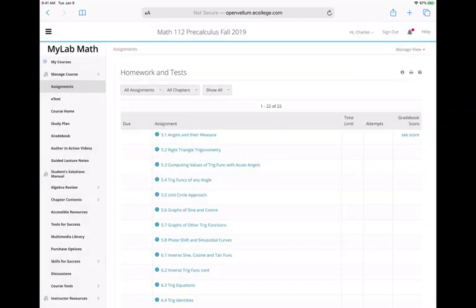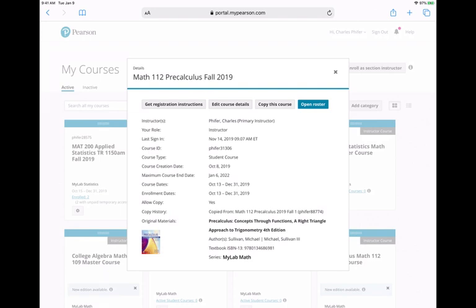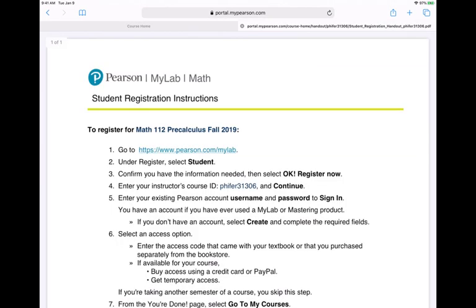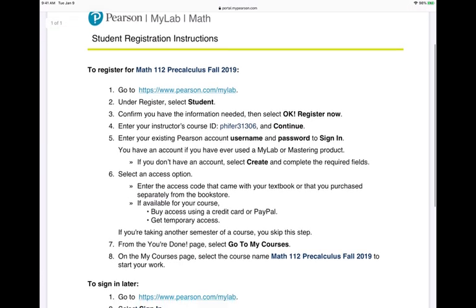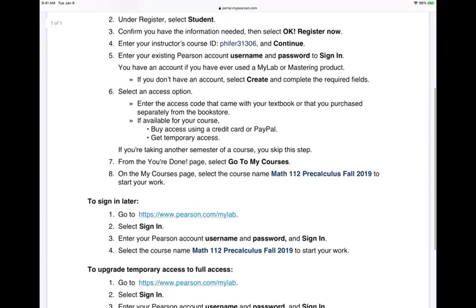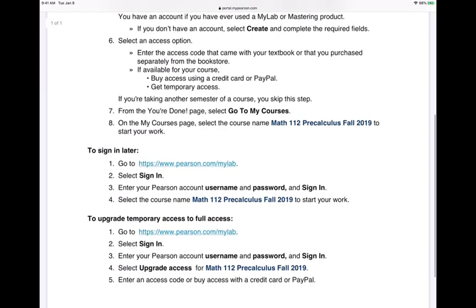So how do we register for Pearson? We have this handout on how to register. While I was getting set up, I had the in-house students go through this document and register for Pearson. We'll follow these instructions, and there's going to be a point where you're prompted for an access code or for payment. We have a way to keep it free. At the bottom of that screen, we want to click on get 14 days of temporary access.